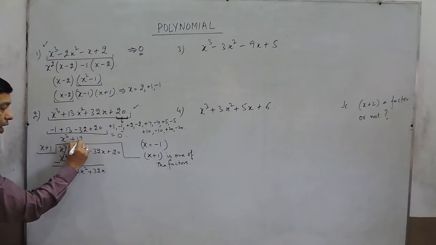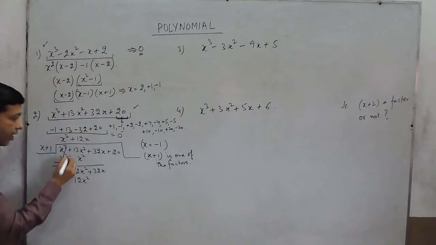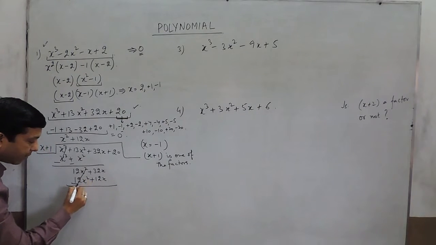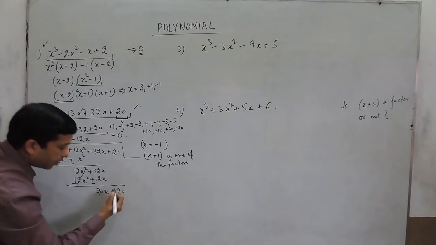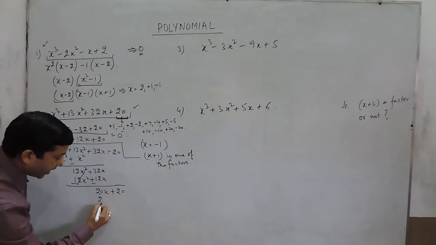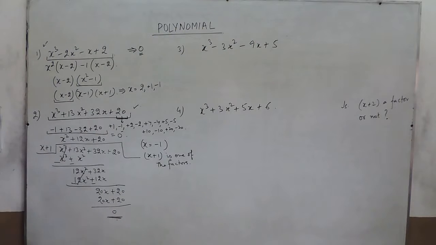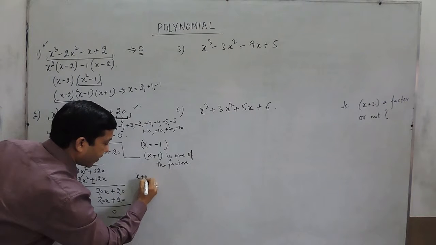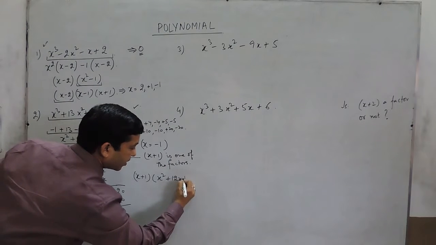Now if I am writing plus 12x, 12x multiplied by x is 12x square, and 12x multiplied by 1 is 12x. Again, these can be cancelled out. It is 20x, and this 20 we can bring down here. Now when we are multiplying by 20, it becomes 20x plus 20. So the remainder comes out to be 0. Or I am saying that solving this polynomial, x plus 1 is one of the factors, and the other factor is x square plus 12x plus 20.